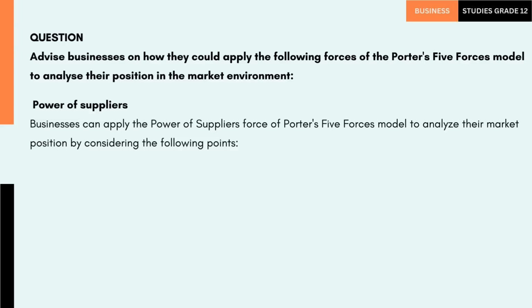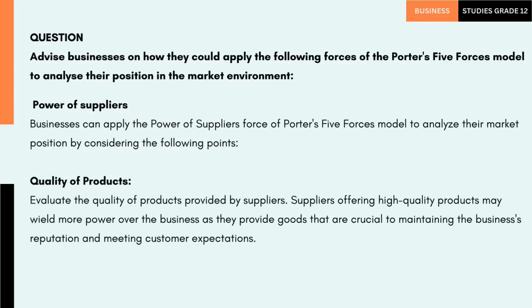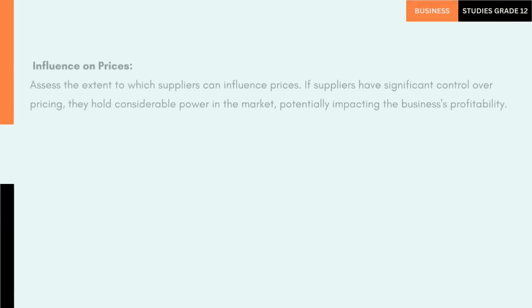Power of suppliers. Businesses can apply the power of suppliers force of Porter's 5 forces model to analyze their market position by considering the following points. 1. Quality of products. Evaluate the quality of products provided by suppliers. Suppliers offering high-quality products may wield more power over the business, as they provide goods that are crucial to maintaining the business's reputation and meeting customer expectations.